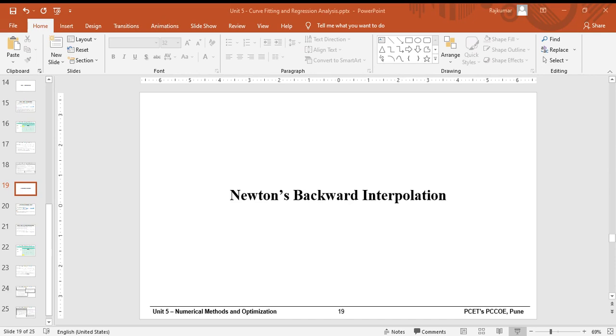Here, you need to find out the value of y when x is 390. And 390 is very close to 400, and 400 is your last data point. So, from what is asked, you can easily conclude that for the given problem, we need to use Newton's backward interpolation formula.